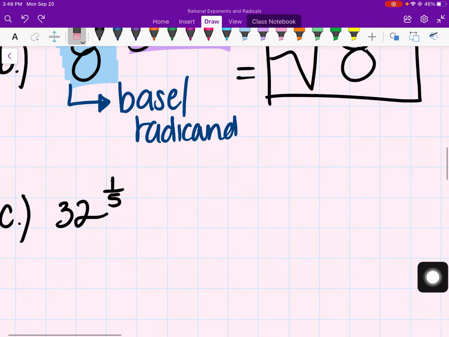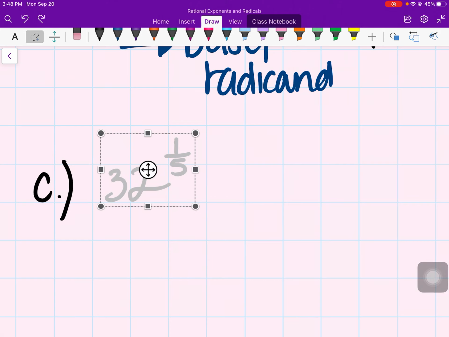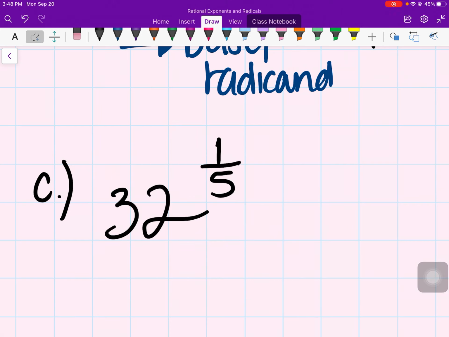All right, and this one, guys, go ahead and work with this one on your own. Label the base, the index, and the power, and then rewrite it as a radical.